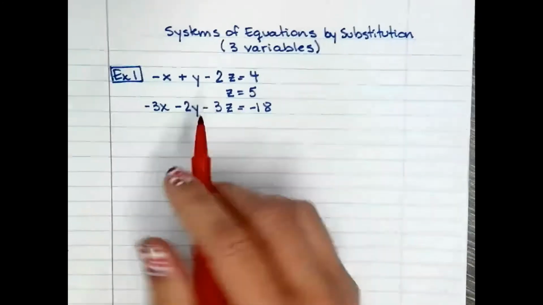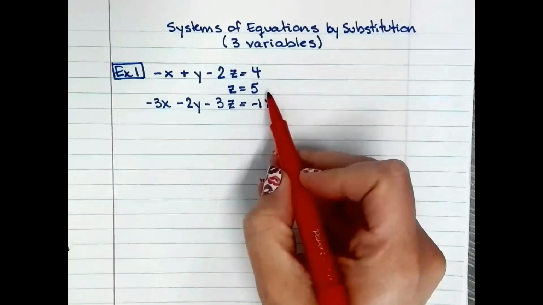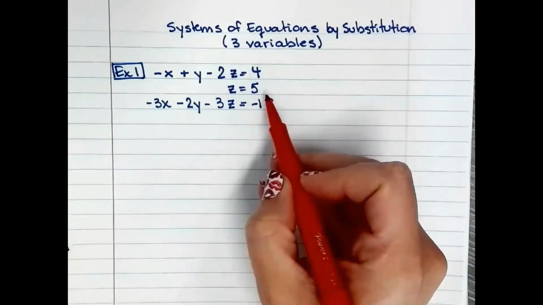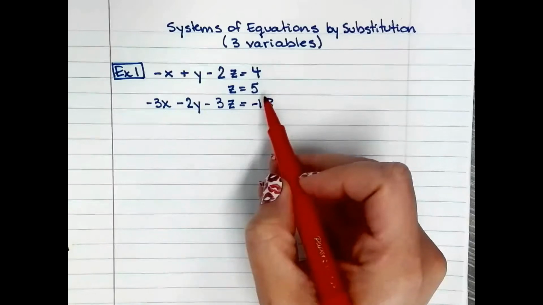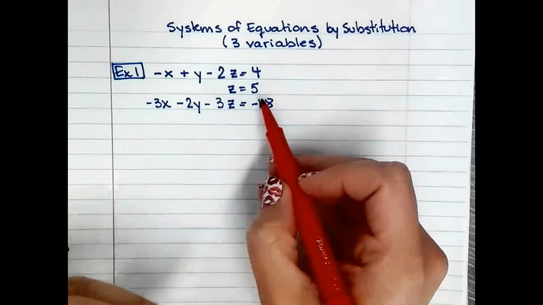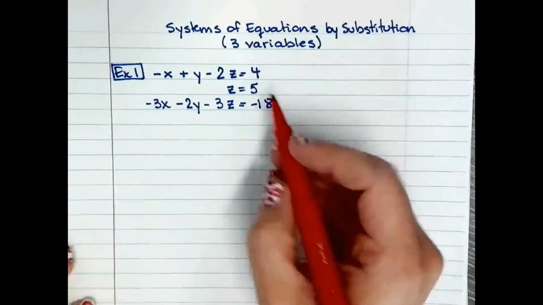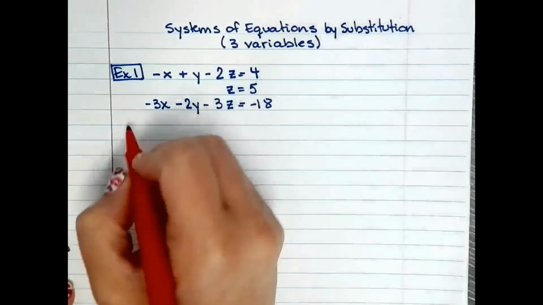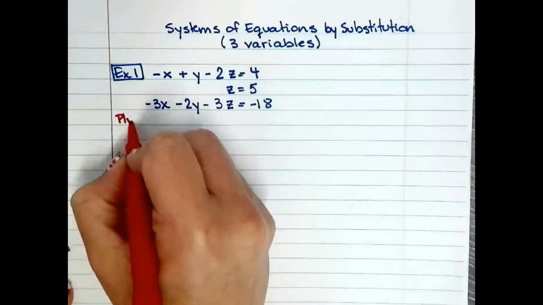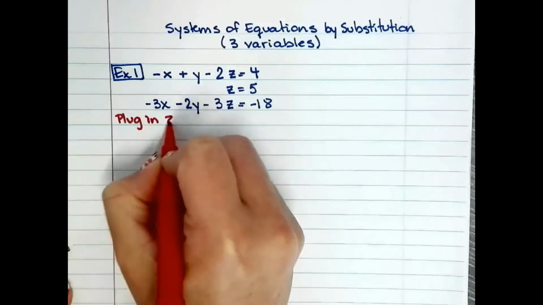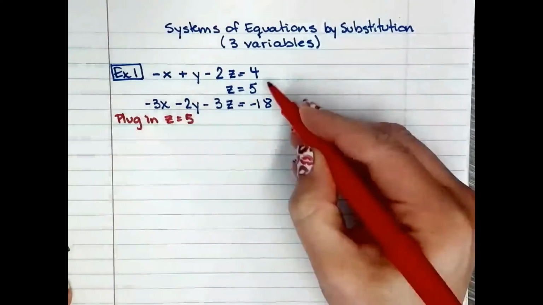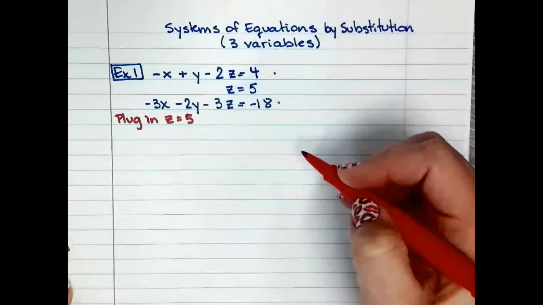Everything will be okay. So the good thing is in the first example here, we have z already given to us, so we don't have to go out of our way to solve for z. So z is right there, simply z equals 5. I'm going to use that to my advantage. So I will plug in z equals 5 for both equations, for this one and also this one.